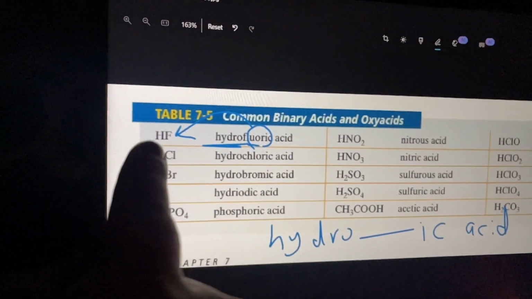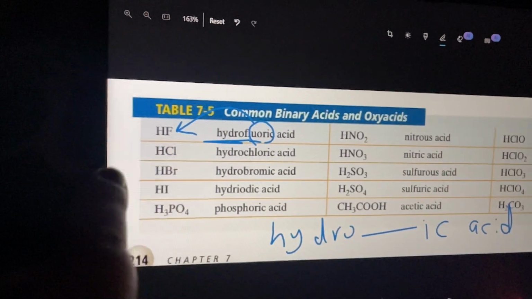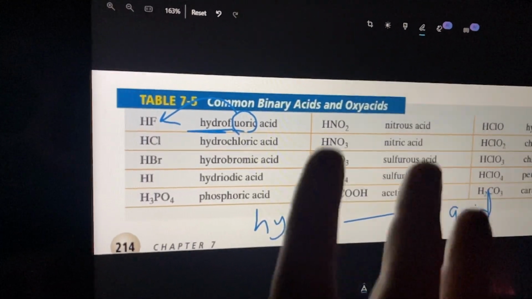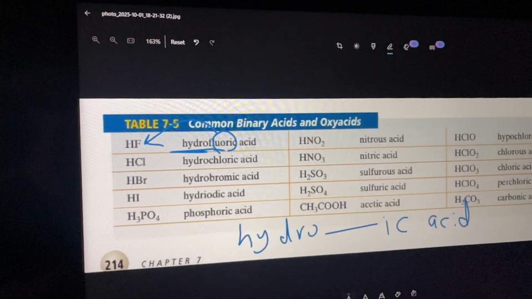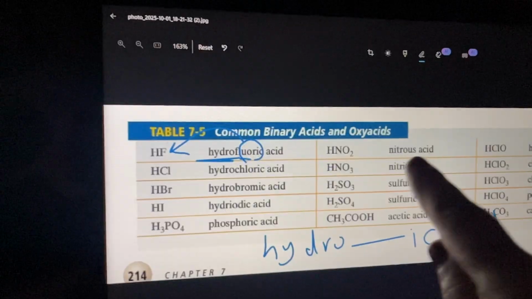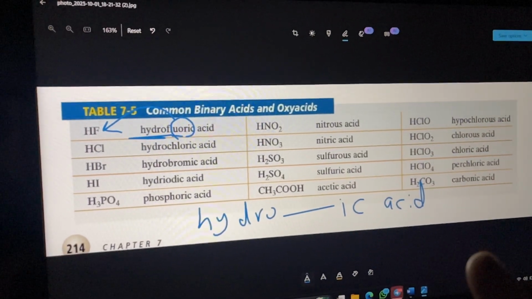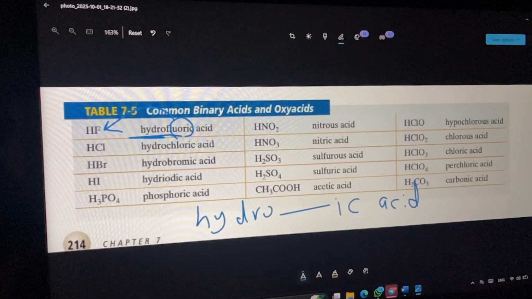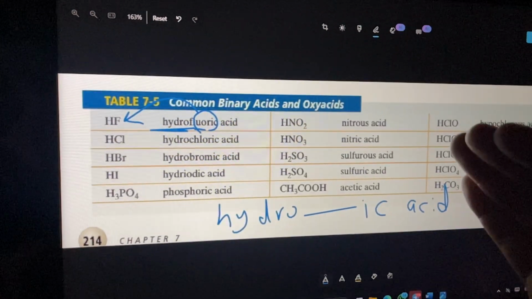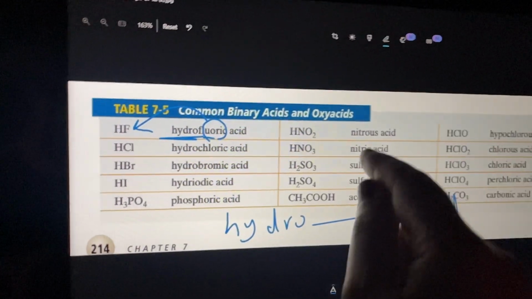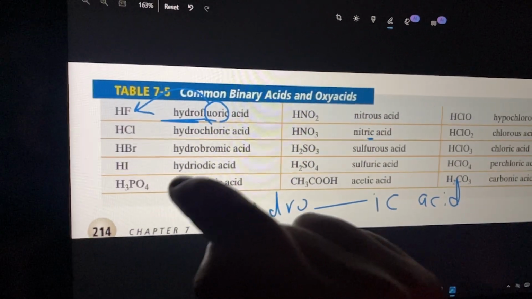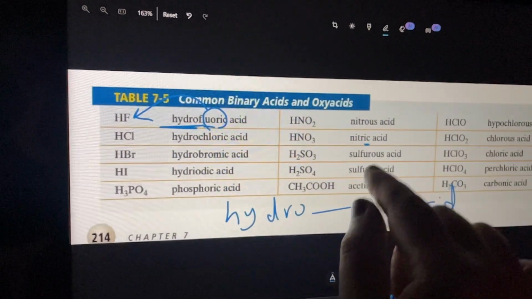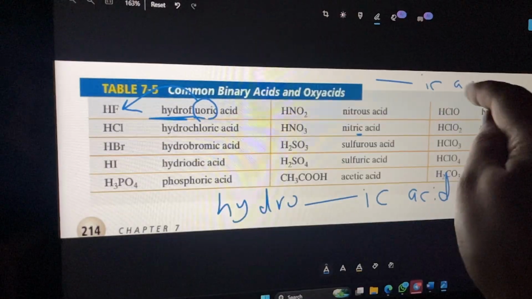Hydrofluoric acid, hydrochloric acid, hydrobromic acid, hydroiodic acid. Okay, that's for binary acid. For oxy acid, how we write down the name depends on less oxygen or more oxygen. If it is more oxygen, we will add -ic as a suffix: name of element, -ic, acid.